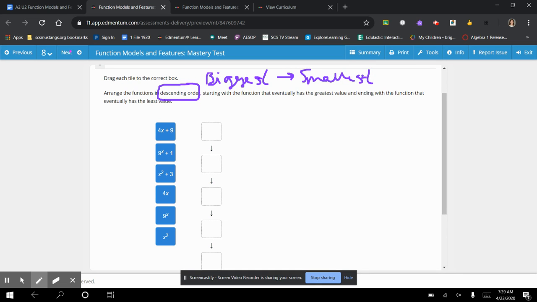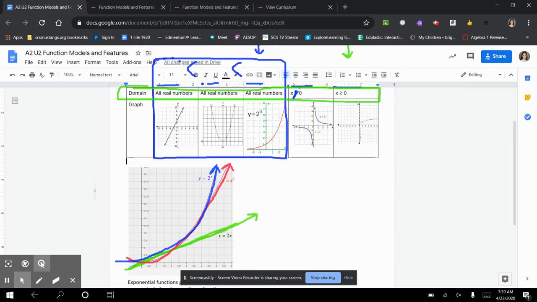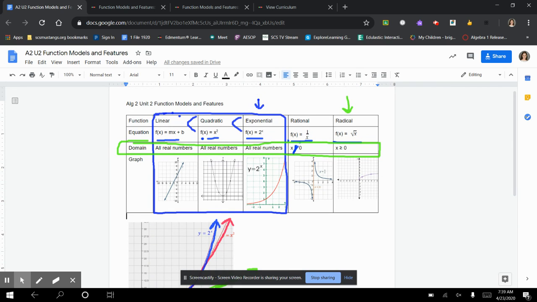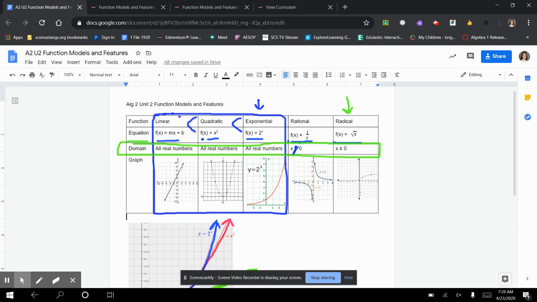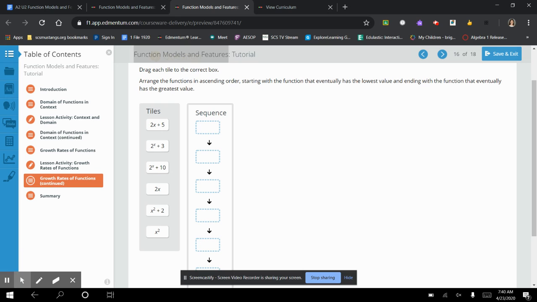So you're going to want to start over on the left side of our chart that I gave you here. You're going to want to start over here. If it's asking biggest to smallest, we're going to want to start over here on the exponential. So I'm going to go, I've actually got an example lined up for you, but it's going to be in a different order. So these are going to be in ascending order. So this is going to be smallest to largest.